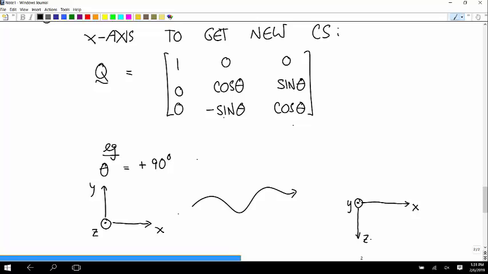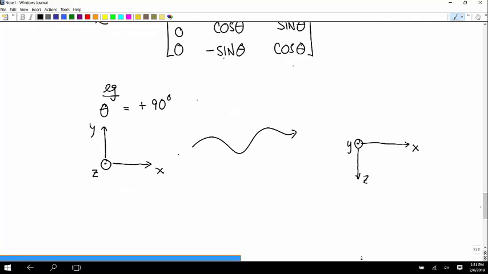Okay, so what this says is if you had a vector expressed in this coordinate system that we're used to, and you wanted to know what the components were in this coordinate system, you'd fill these in with a positive 90 degrees, multiply the vector in this coordinate system by that matrix, and you get the new components. You don't believe me, do you? Okay, let's see.